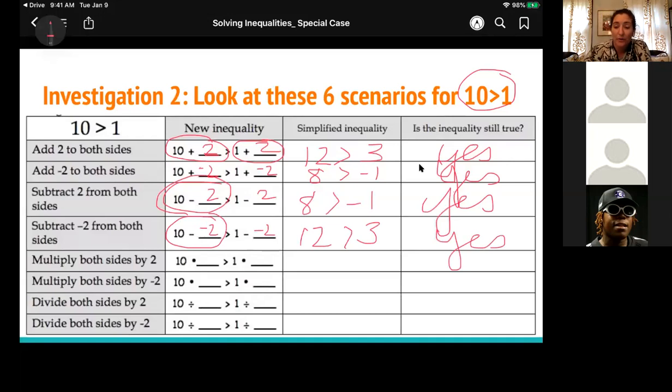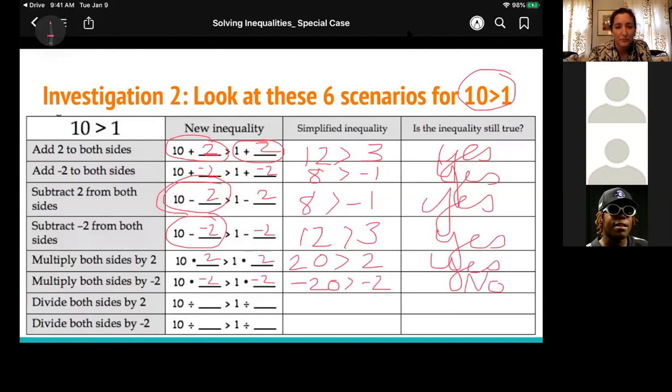Okay. Multiply both sides by 2, so that would be 20 and 2. Yes or no? And that would be true. What if we multiply both sides by -2? -20, and then -2. And that would also be true, right? Is -20 greater than -2? Wait, no. It's less than. So that one's a no.